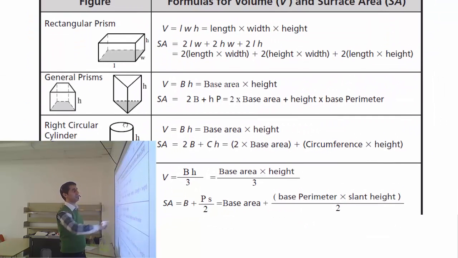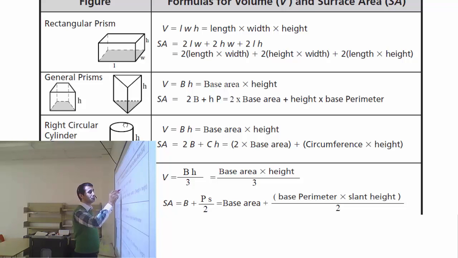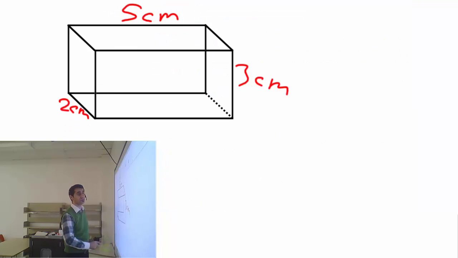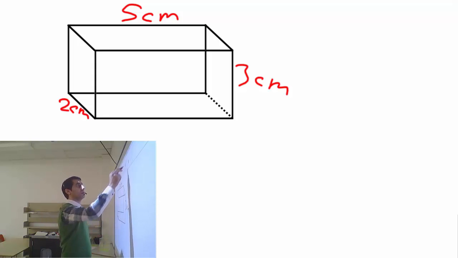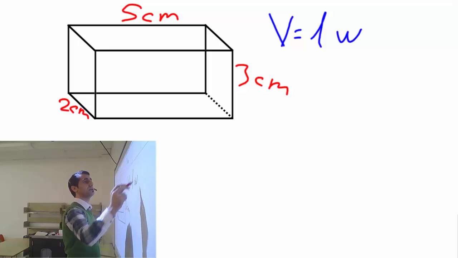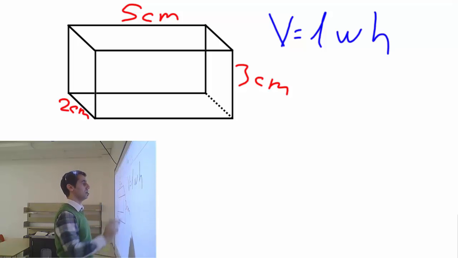Do not worry about the surface area formula, just worry about the volume formula, and you need to have all the formulas written down on your study aid. The formula is length times width times height. So let's go and write down the formula first. That's what you do. Volume equals length times width times height.